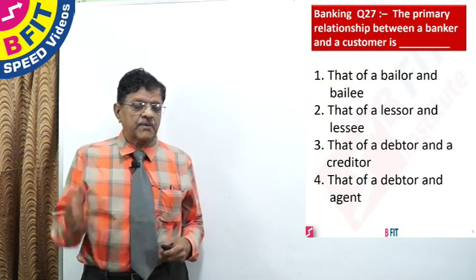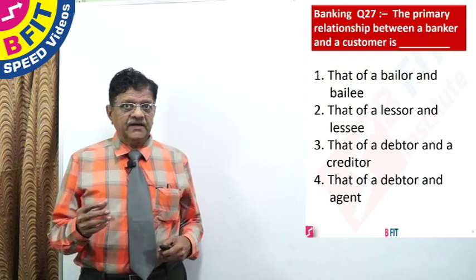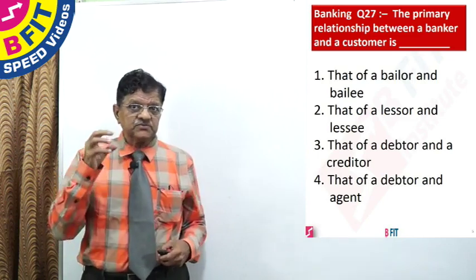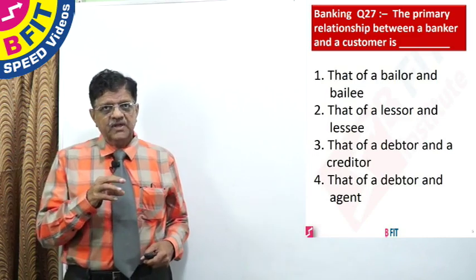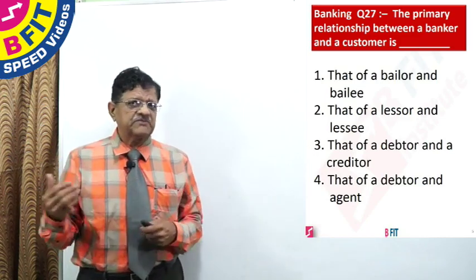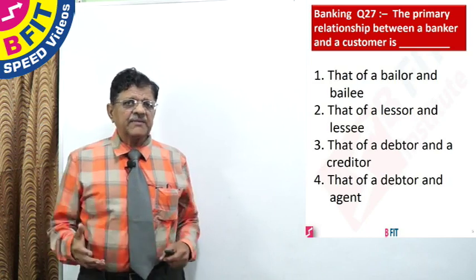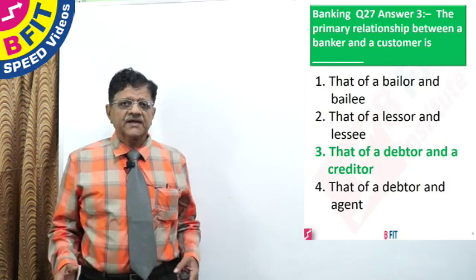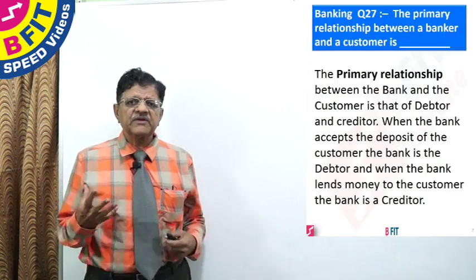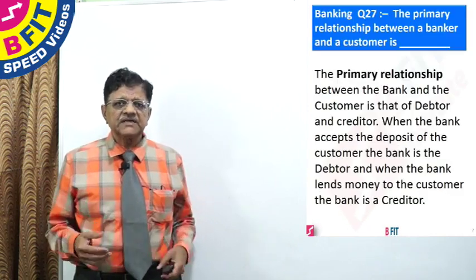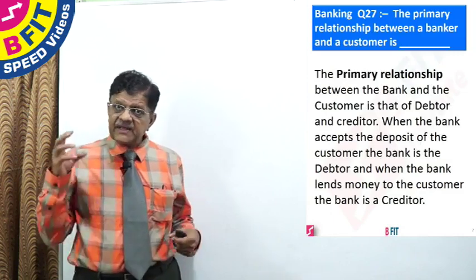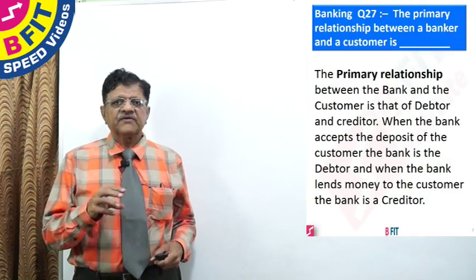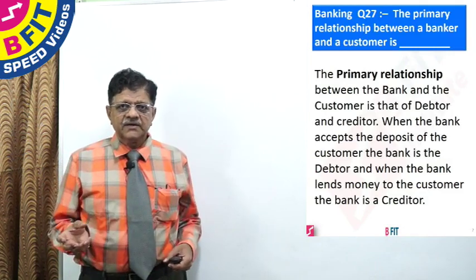So what is the primary relationship? You should remember and look carefully into the question. The question is, what is the primary relationship? Because there are so many other relationships possible which we have seen in the lesson. What is the primary relationship? The obvious answer is that of debtor and creditor. Because what is the primary function of a bank? It is to accept deposits and lend money, and therefore the primary relationship between a banker and a customer is that of a debtor and creditor.